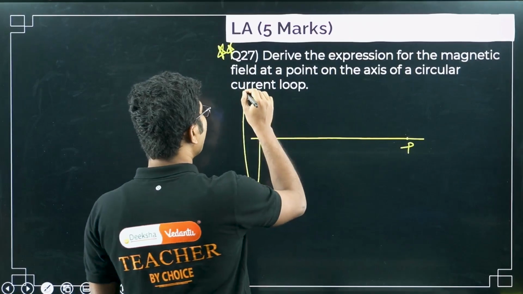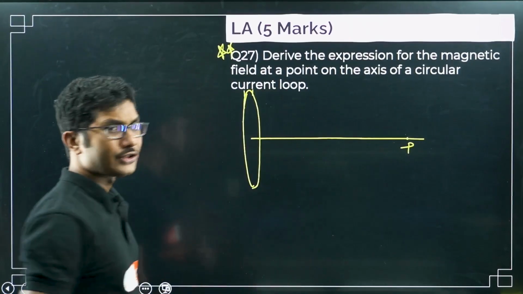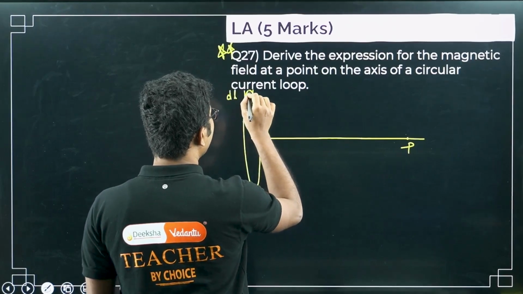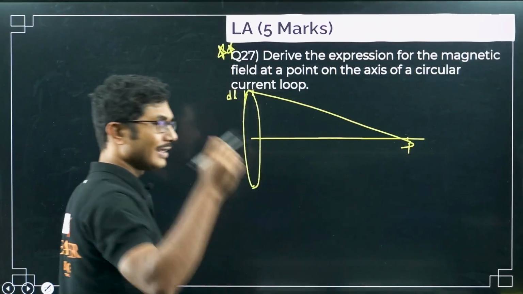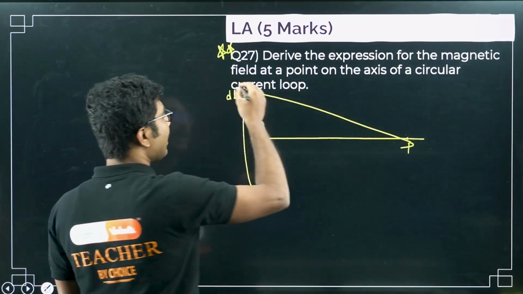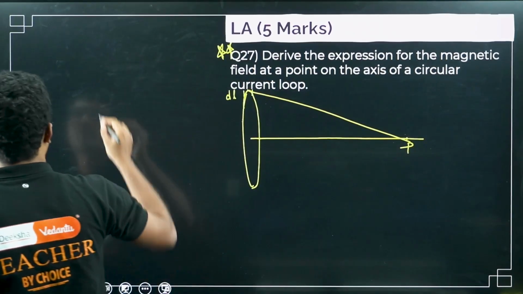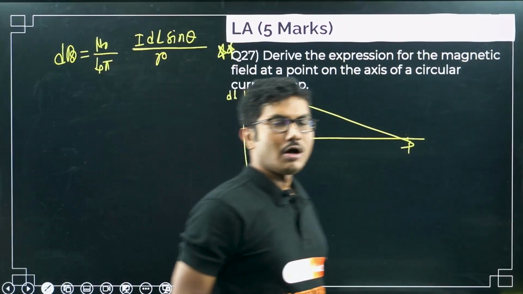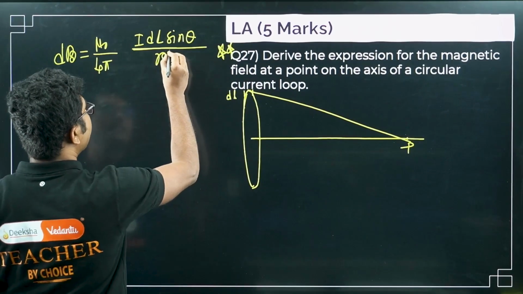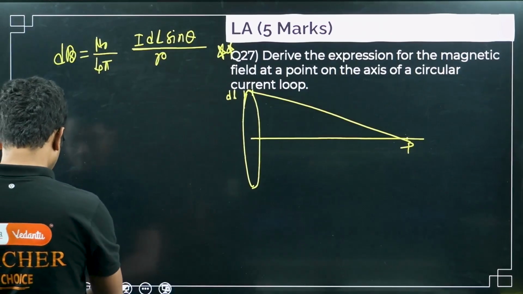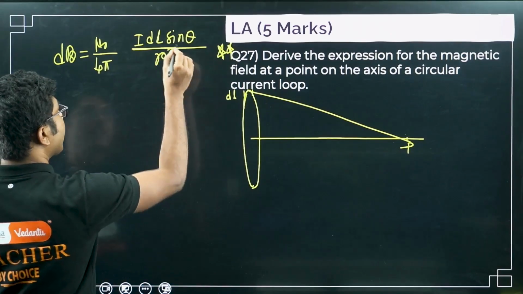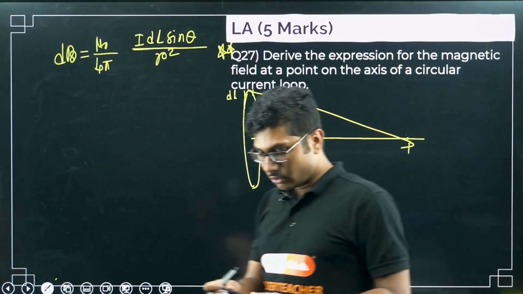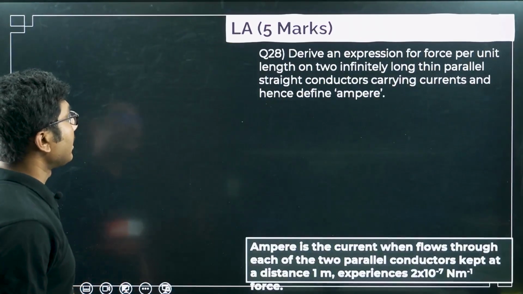To solve that, we have to use a small portion dl, and for that portion dl we will find the magnetic field. Now here we know this is the Biot-Savart law. We all know, there is a mistake I have made. Biot-Savart law will have r square here. Also during the statement of Biot-Savart's law there will be r square. Let me correct that quickly.